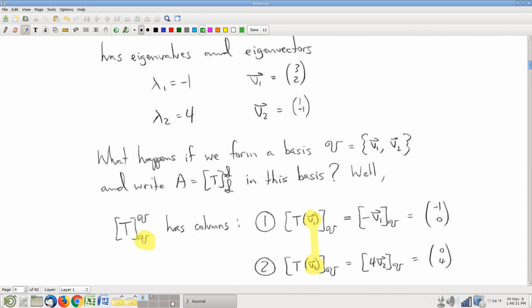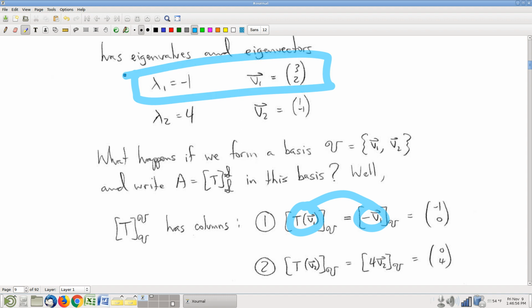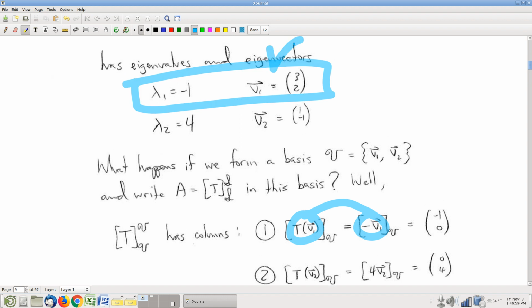We do the linear transformation to those input basis vectors, and then the result we write in the language of that basis. That's just our formula straight out of 5.3 of how to represent a linear transformation with respect to a basis. These calculations here are pretty straightforward. T of V1 is negative V1. That's the fact that this is an eigenvector kicking in. How nice, right? Lucky break. T of V1, easy formula to write down.